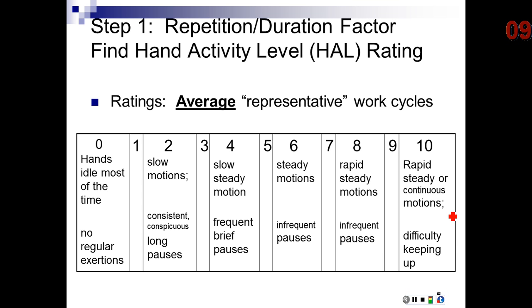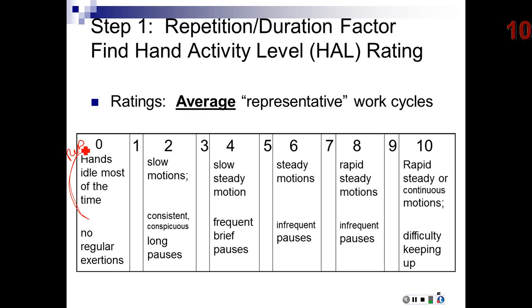One way to rate this is to use the scale 0 to 10. And as you're observing an employee on the job, you're looking to pick out a rating from 0 to 10 with the help of some of these definitions. The first part of the definition is the repetition factor, and at the 0 level hands are idle most of the time, 2 would be slow motions, 4 slow steady, and so on up to a level of 10 is rapid, steady, or continuous motions. Okay, so this is your repetition factor.